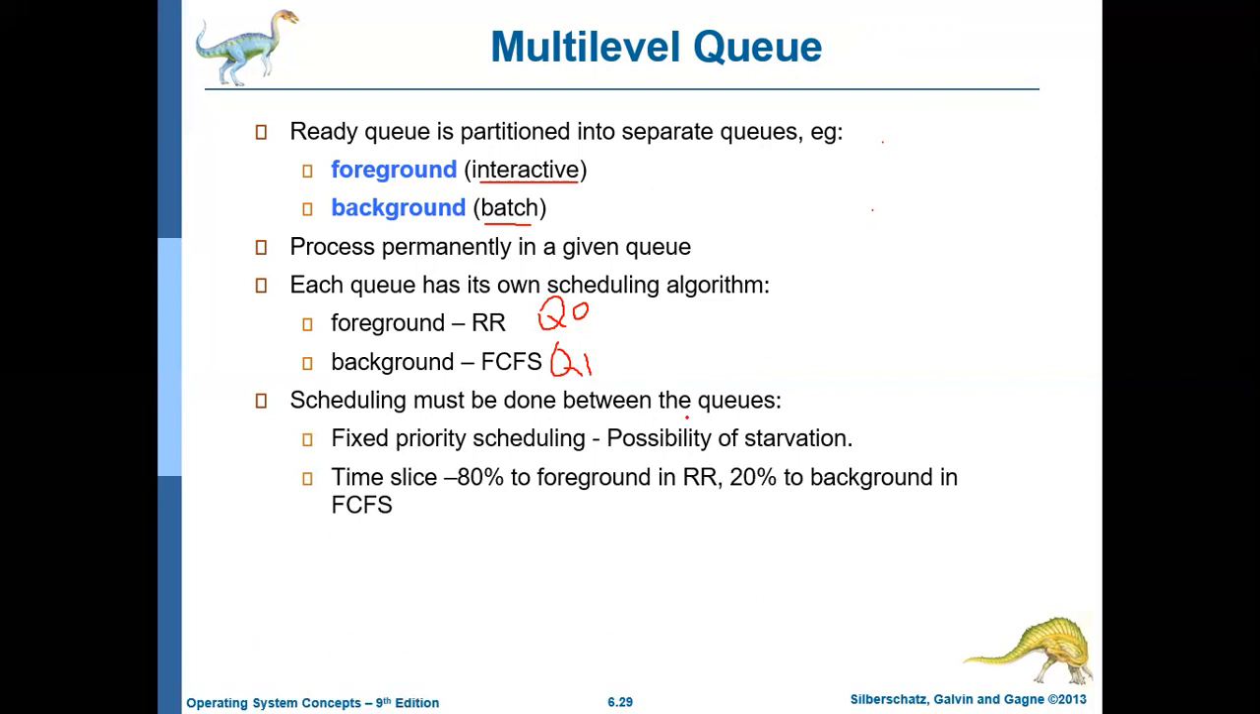Fixed priority, in the sense of whatever we have discussed just before, means the jobs in Q1 will be executed only if Q naught is empty. Only if Q naught is empty will the job in Q1 be executed. Whereas time slice means the operating system will allocate 80% of the time for Q naught, and the remaining 20% it may allocate for Q1. Let us discuss this with an example.